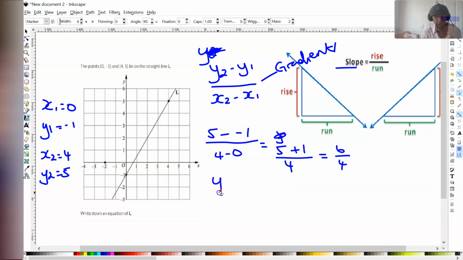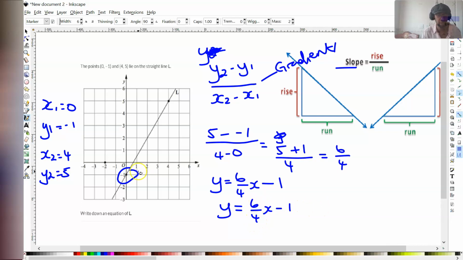So we have y equals 6 over 4x. Now, at what point does this line cross the y-axis for the first time? There's my y line, and it crosses at, yes, you've got it, -1. So the equation for this line is y equals 6 over 4x minus 1. That would be the solution.